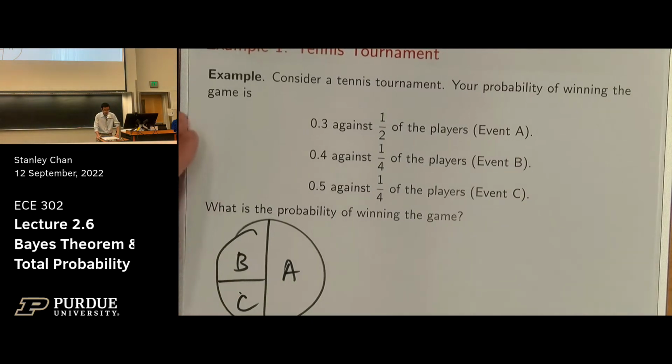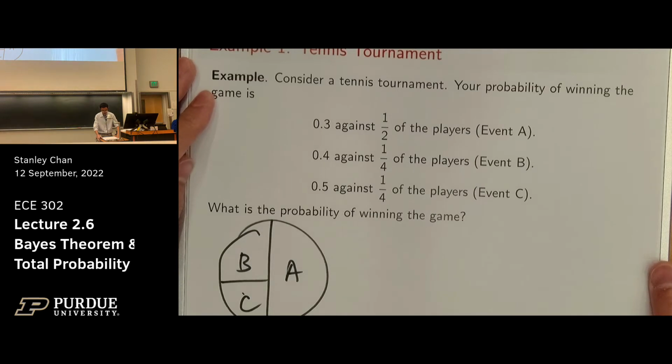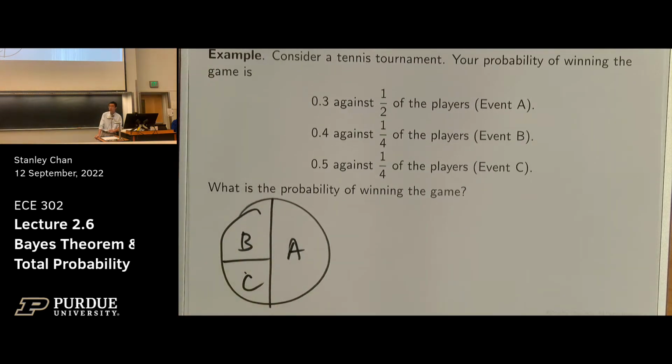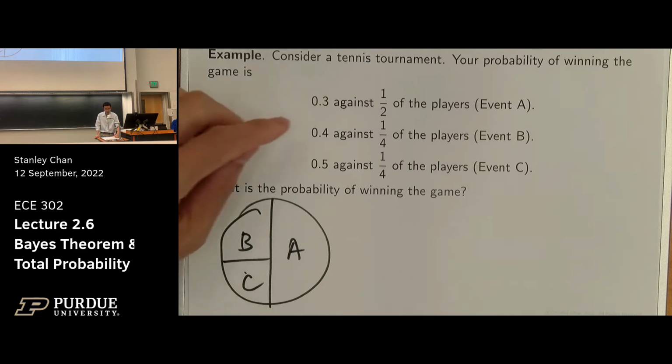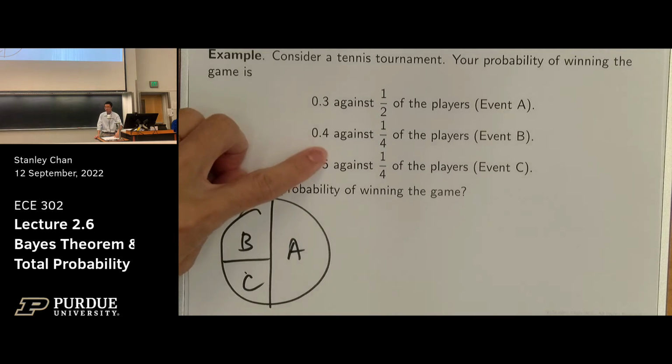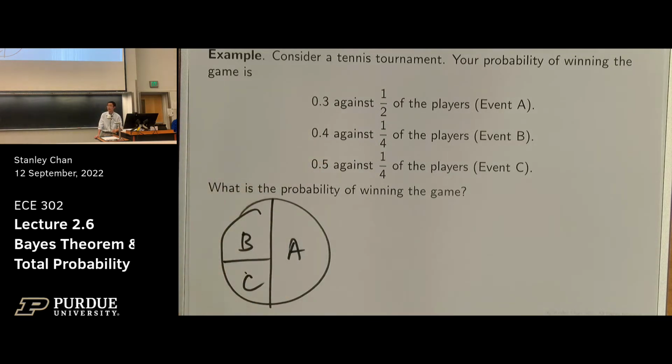Your chance of winning against the A player is 0.3. Basically, it means that the A players are really, really good, and so your chance of winning against them is low, 0.3. Your probability of winning over player B would be 0.4, and then 0.5 for player C. So you have 3 probabilities of winning against them. What is the probability that you will actually win the game?